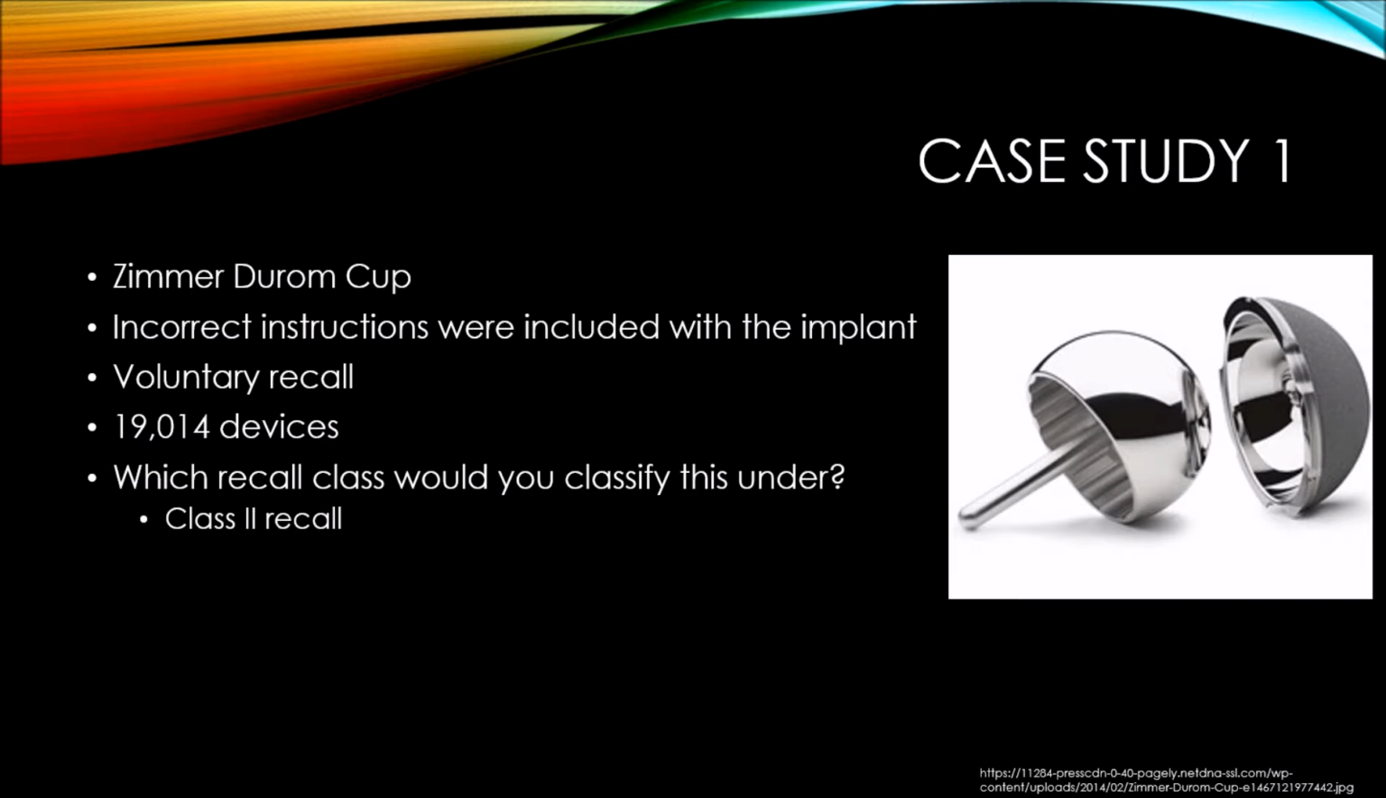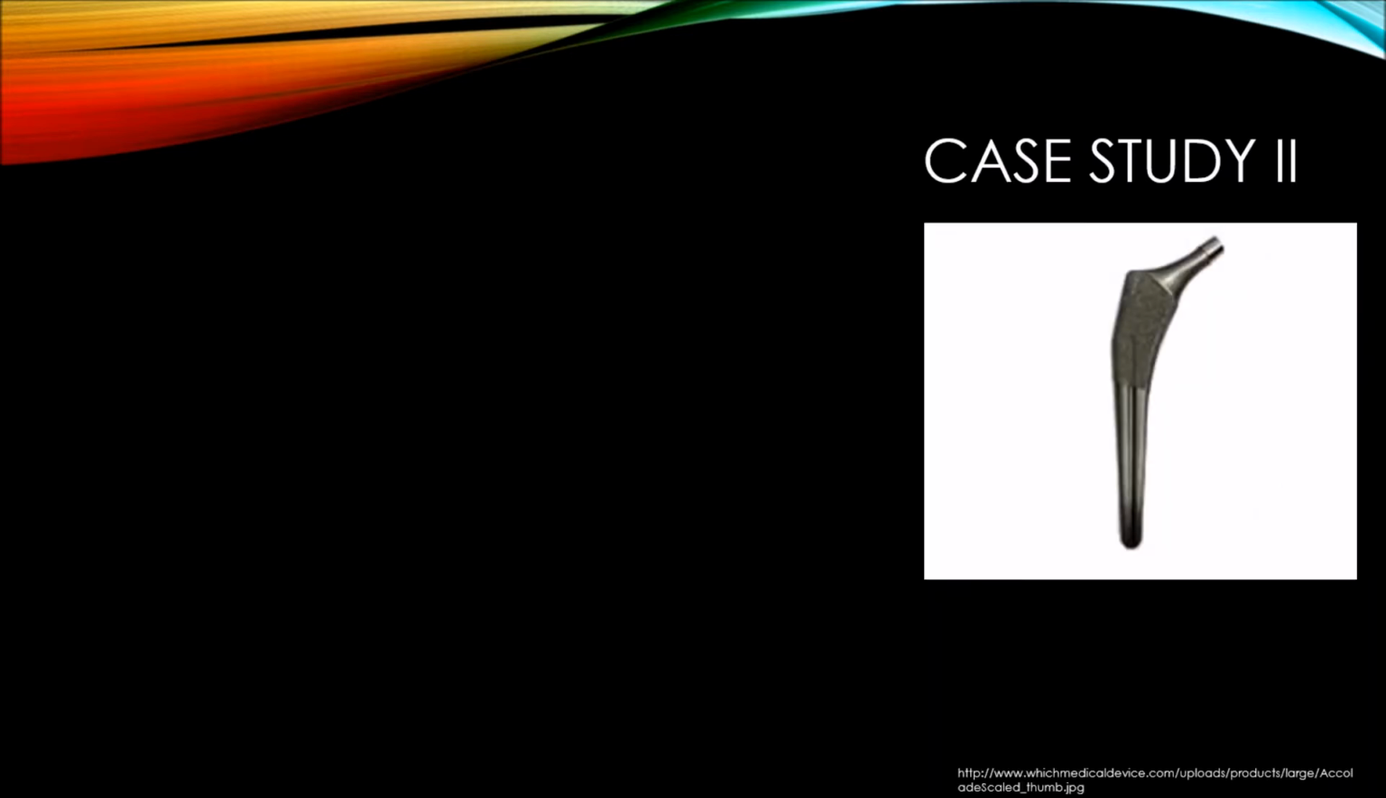And after realizing that, I'm like, oh, okay, you know what, this actually makes perfect sense. This would be a class 2 recall. And I think that is all I have on this first case study. So now let's move on to our next case study, which is the femoral hip stem.